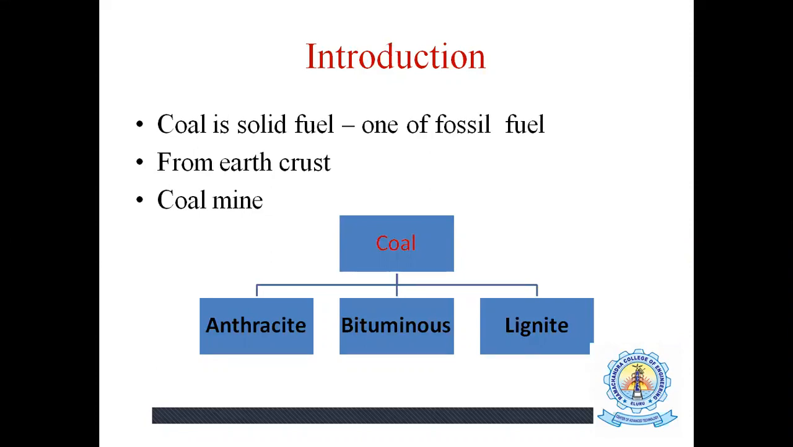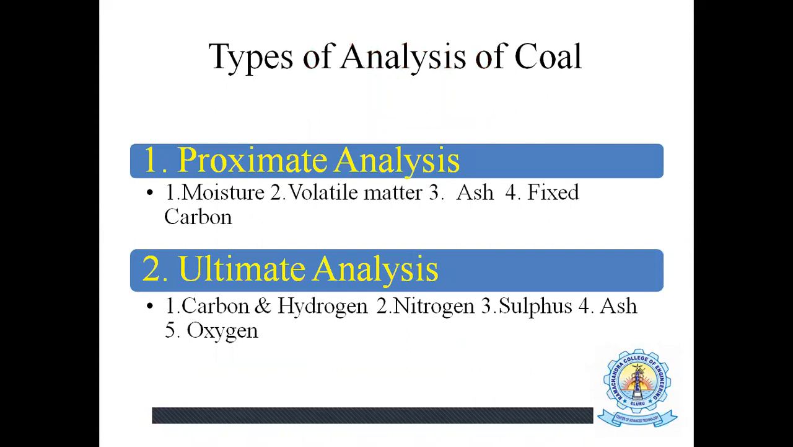In order to determine whether the coal available in coal mines is good coal or bad coal, we are going to analyze it. That is today's topic. We are going to analyze the coal in order to determine the quality. The types of coal analysis are two: proximate analysis and ultimate analysis.